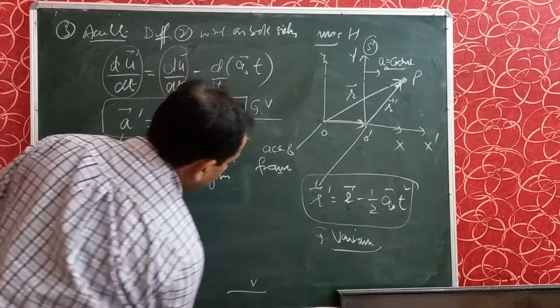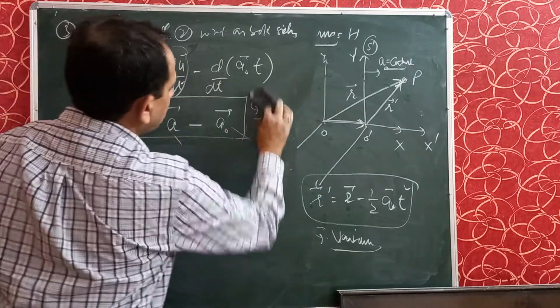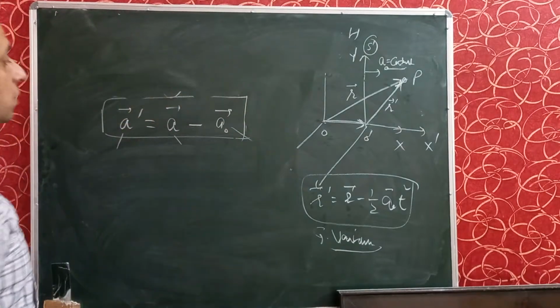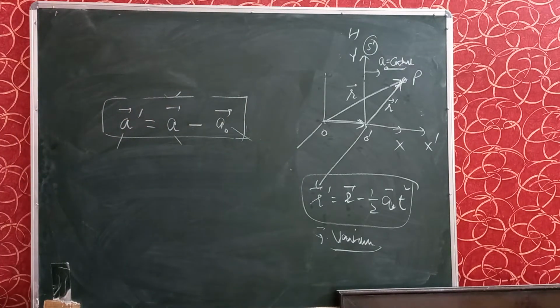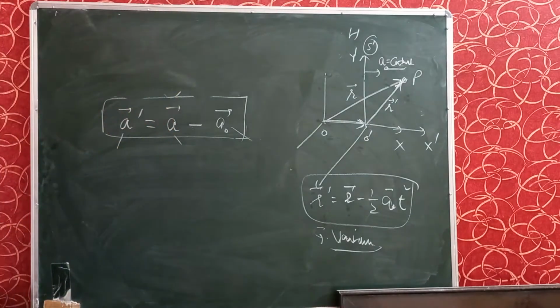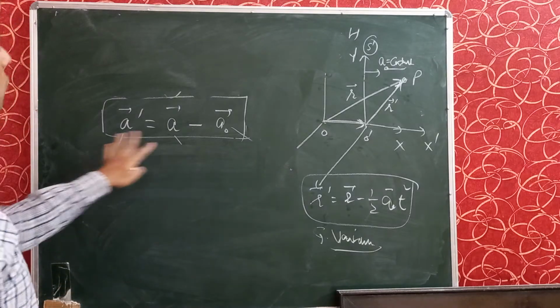But in the previous article, we studied that displacement and velocities are variant, but acceleration is invariant. In the present case, in the case of a non-inertial frame, the acceleration is also variant. It is also varying.